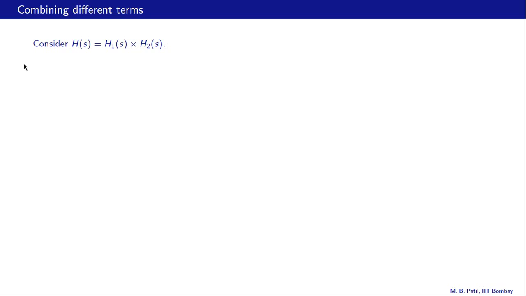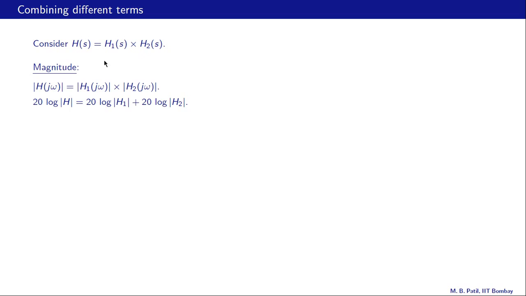So we have looked at how to get magnitude or phase plots for various terms such as a zero or a pole or a constant, s, s squared, etc. Let us now consider a transfer function which is a product of two transfer functions, and let us see how to obtain the magnitude and phase plots knowing the behavior of h1 and h2 individually. So that is the problem we are looking at.